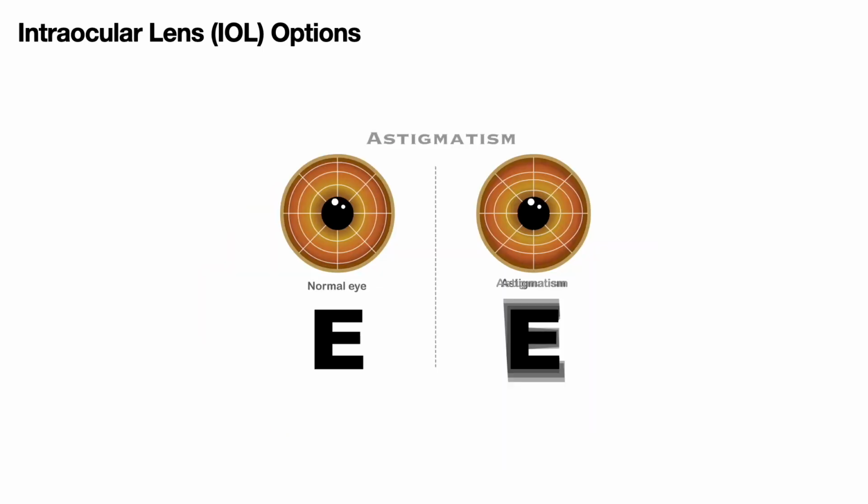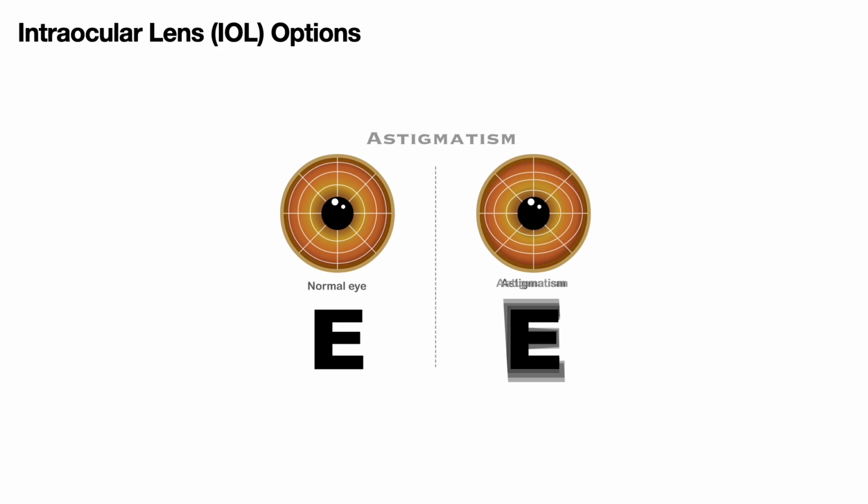The reason this occurs is because of the shape of the front of the eye. Normally, as you can see on the left side, the front of the eye or cornea is completely round and circular, and this allows you to have a sharp image with the E shown there. However, with astigmatism, there are oval-shaped lines on the cornea. This creates distortion, which creates a blurred image, as you can see on the E.